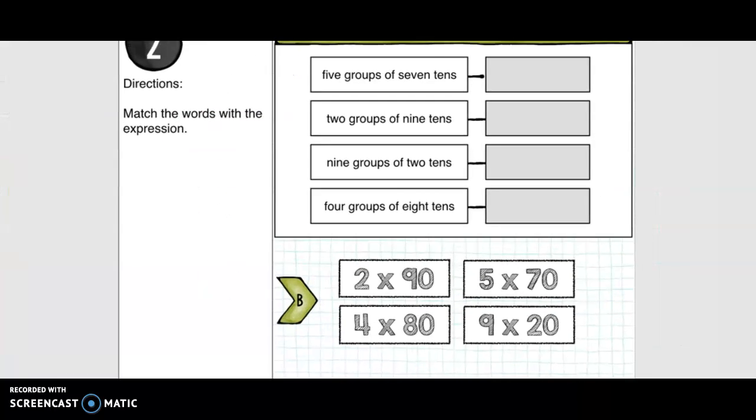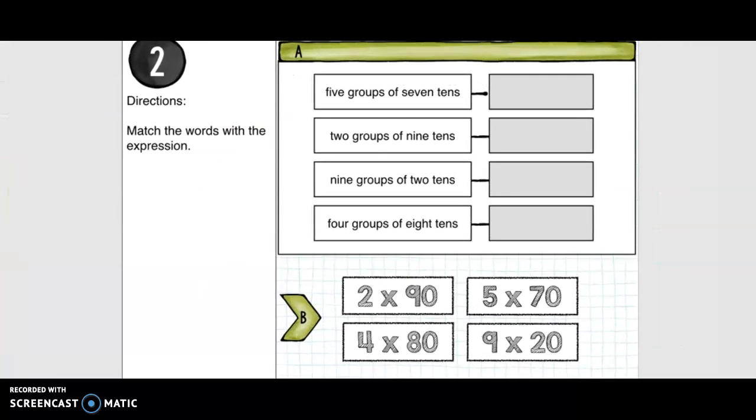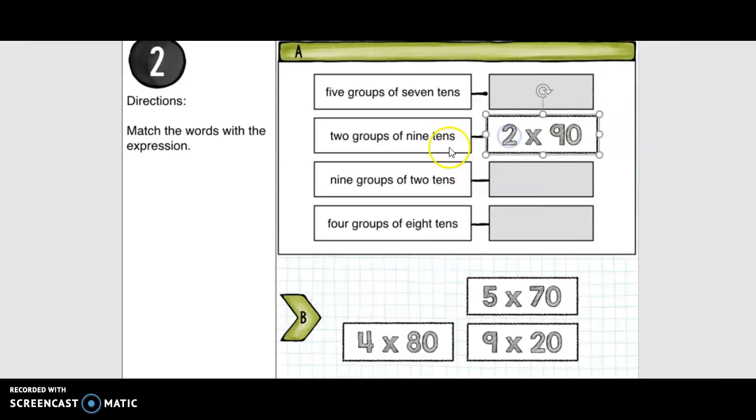Alright, let's check these out also. It says match the words with the expression. 5 groups of 7 tens. Well, here's a 5. And 7 tens is the same as 70. 2 groups of 9 tens. Here I see a 2. And 9 tens would be 90.